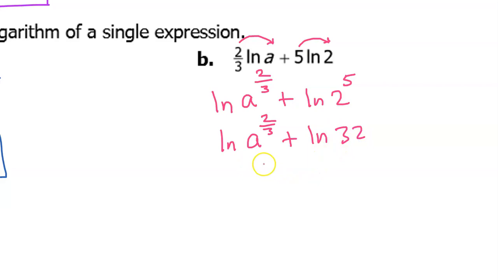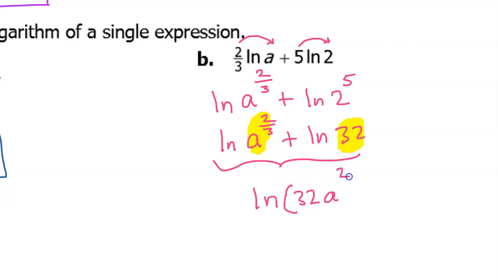Now I am going to do the product rule. So we can write this as a single log, and I'm just going to be multiplying this times this. So of course it is traditional to put the number in the front. So I would probably write this as 32a to the 2/3 power.